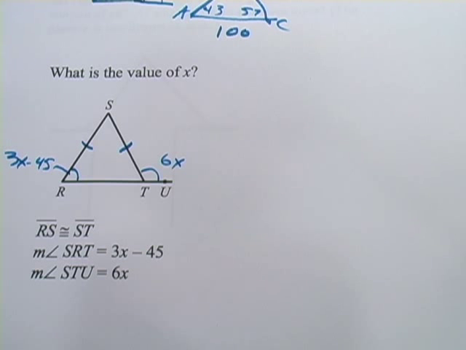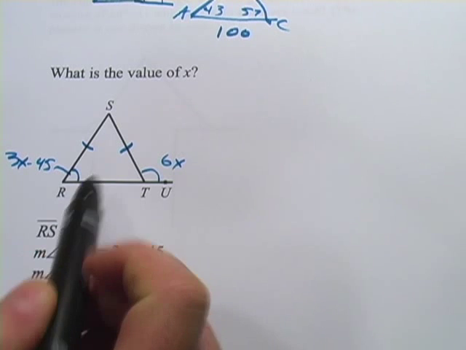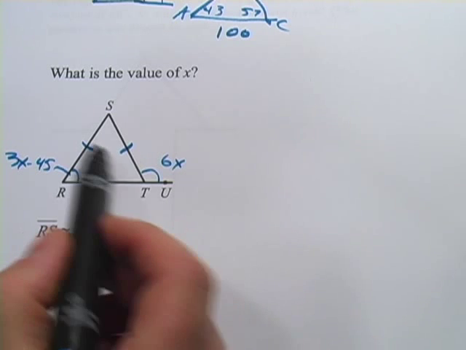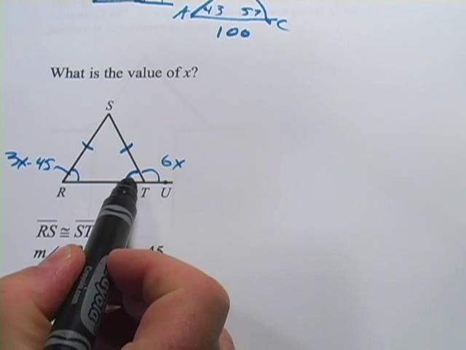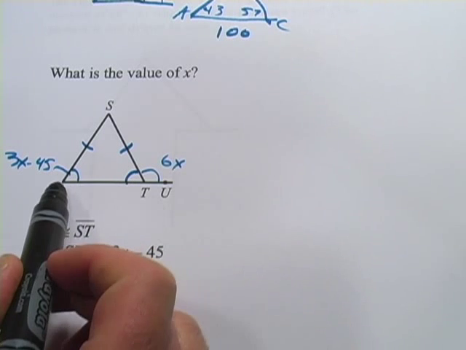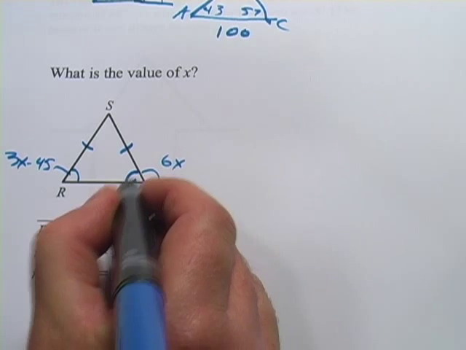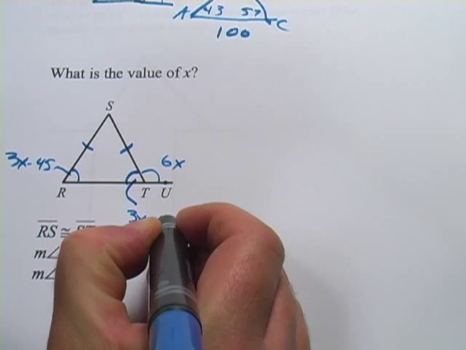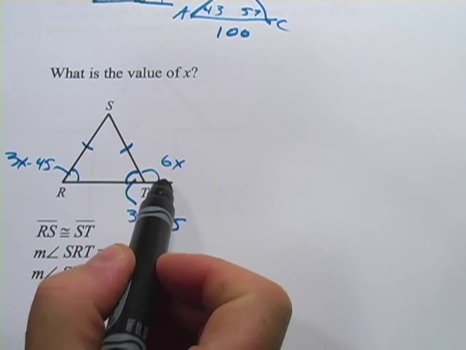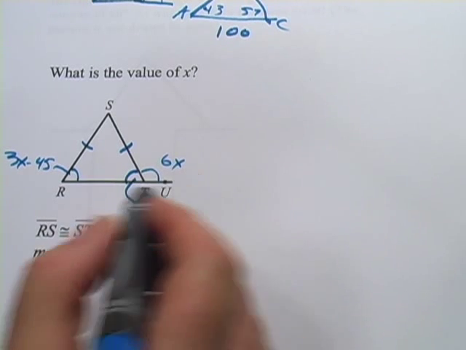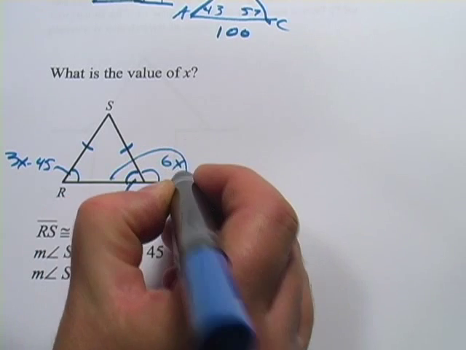Well, one thing to know is that in an isosceles triangle, you have these two equal sides, and they result in two equal angles. So this angle and this angle are always the same. So if this angle is 3x minus 45, well, so is this one. And then the other thing to know is that an interior and an exterior angle right next to each other add up to 180. They're a linear pair.